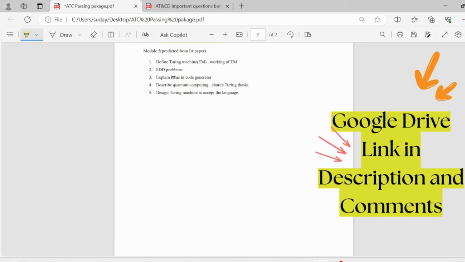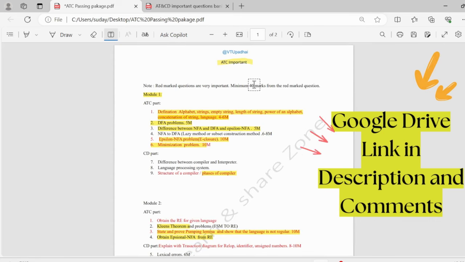Coming to the fifth module, we have the Turing machine definition and working. And then there'll be a question to design a Turing machine to accept a language for sure. Along with that, coming to the compiler design part, we have issues in the code generator, or they could ask the SDD, or here we also have the DAG, directed acyclic graph. And along with that, we have three address code. So these are the important topics from the fifth module. If you go through these important topics, I'm sure you can score good marks, passing marks.